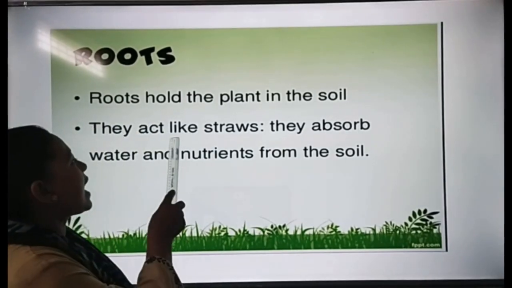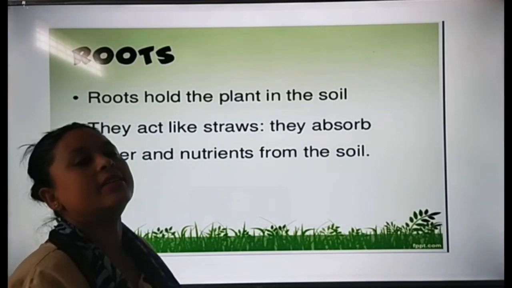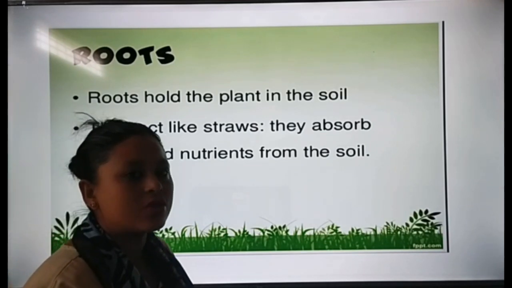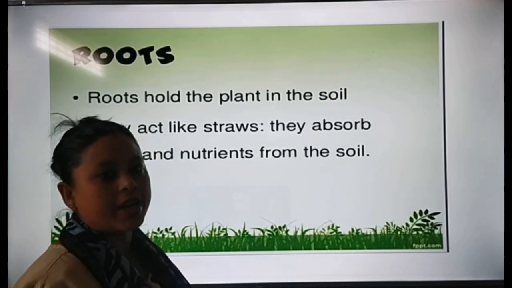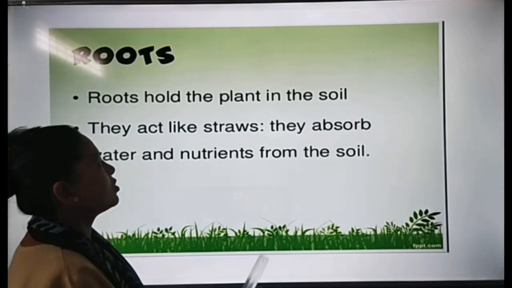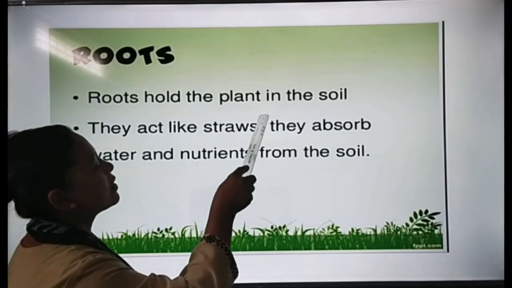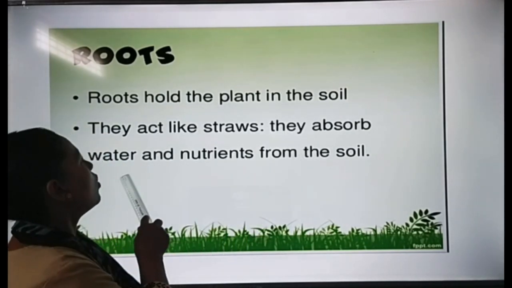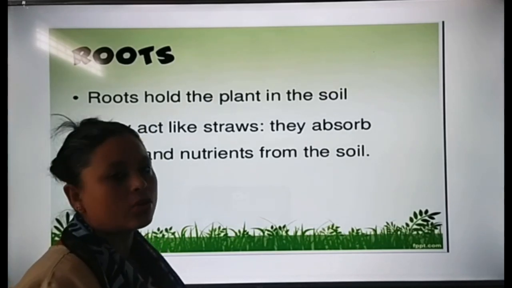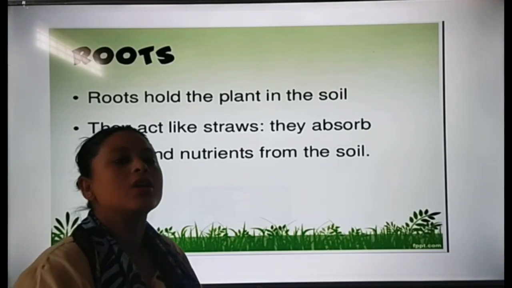Okay, and they act like straws. You know, a straw is what we use to drink cold drinks like Pepsi, Sprite, Coca-Cola, isn't it? So the roots act like a straw because roots absorb water and nutrients from the soil. Okay, roots absorb water and nutrients from the soil.